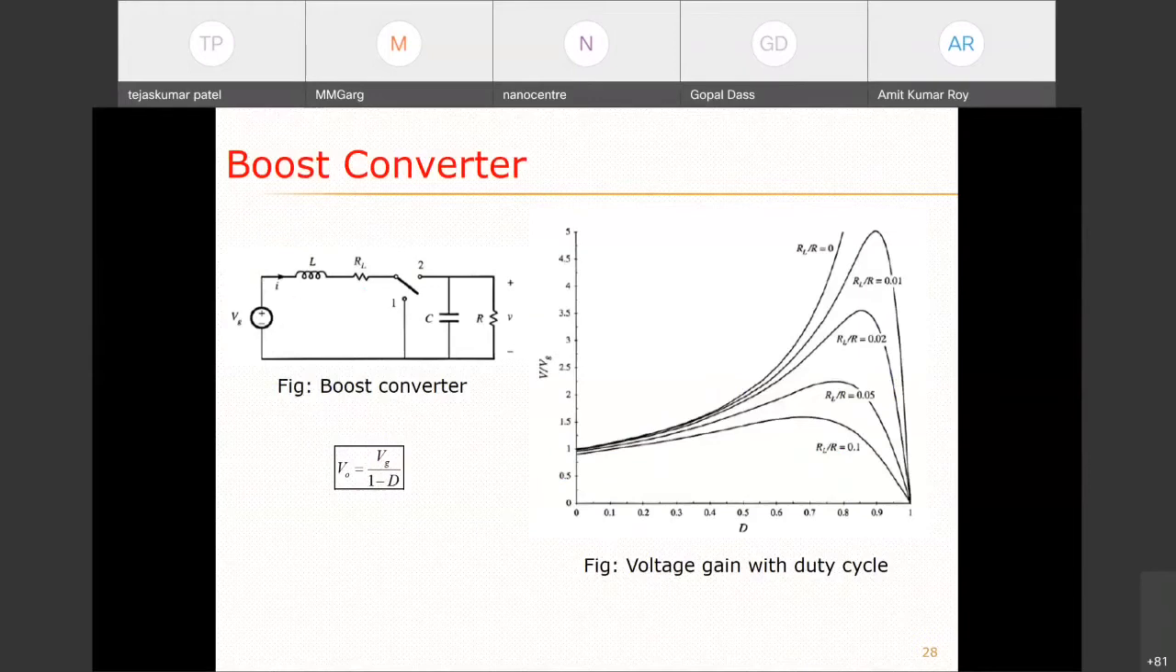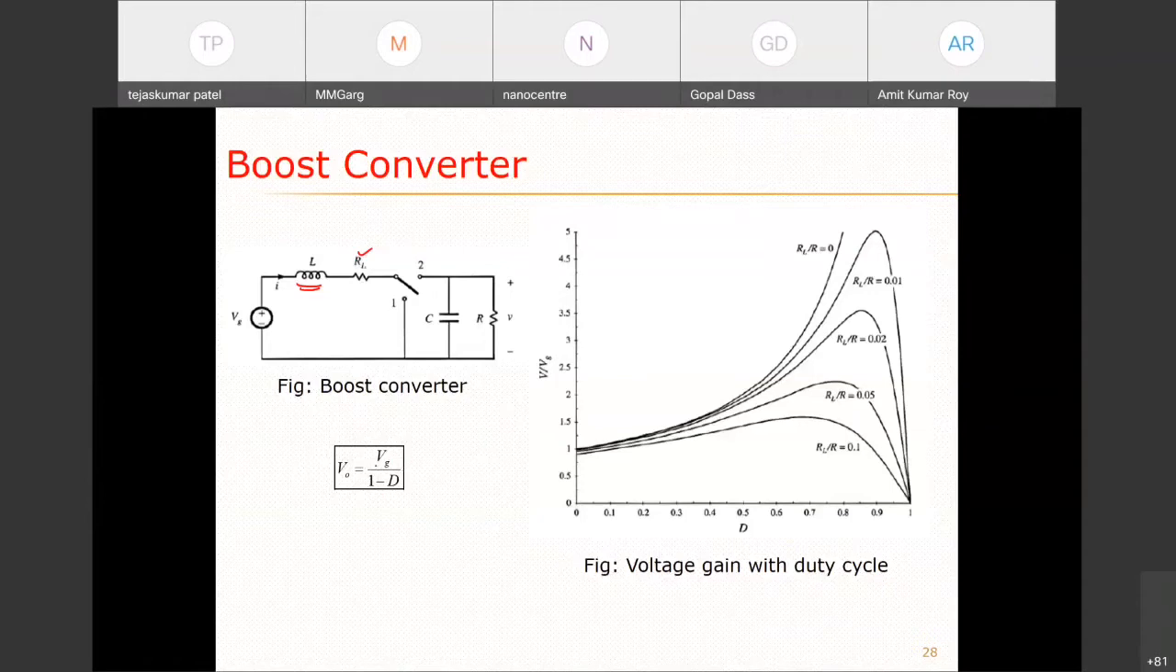Same thing is seen in experimental results as well. Okay, so let's see now the boost converter. How do the non-idealities affect the boost converter?